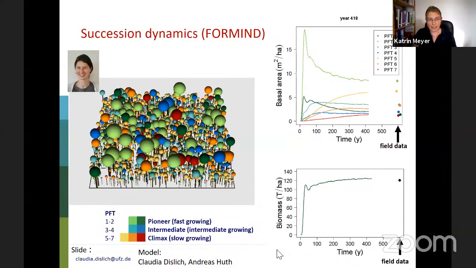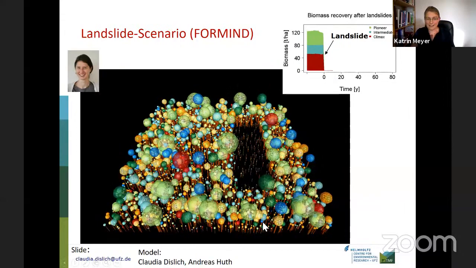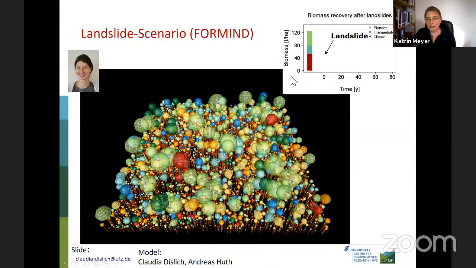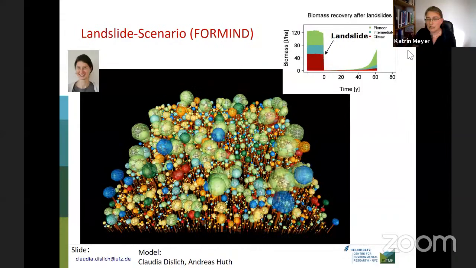I show you a different visualization here. So she simulated a landslide. You see here now the landslide is happening. The trees are all gone. And you see in the plot at the top the biomass over time. And you see the three different big groups. Now the green is the pioneer species, blue intermediate, red climax.